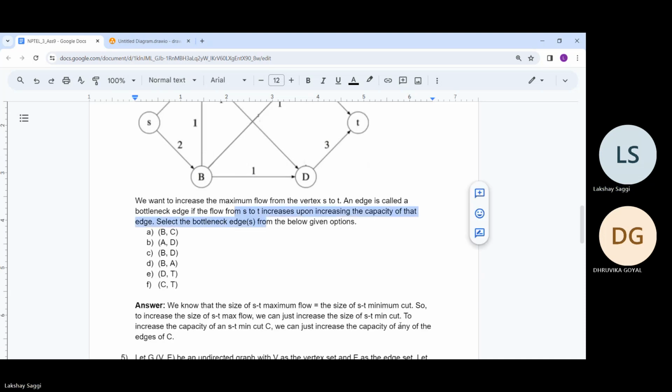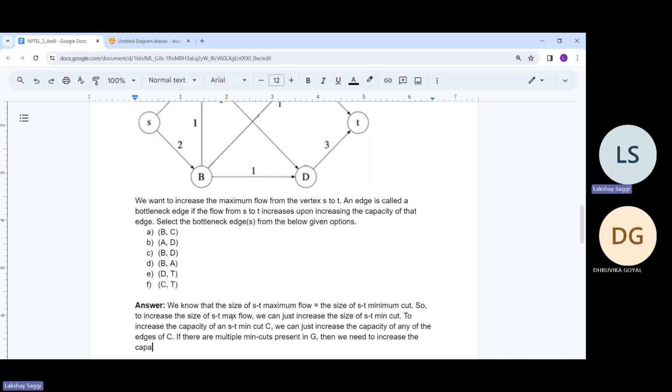Okay. So to increase the capacity of any min cut, we can just increase the capacity of any of the edges of C. If there are multiple min cuts present in G, then we need to increase the capacity of all the min cuts.